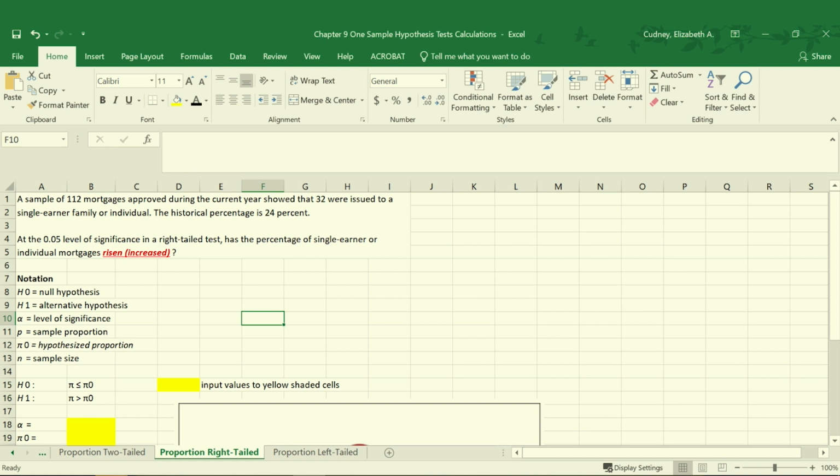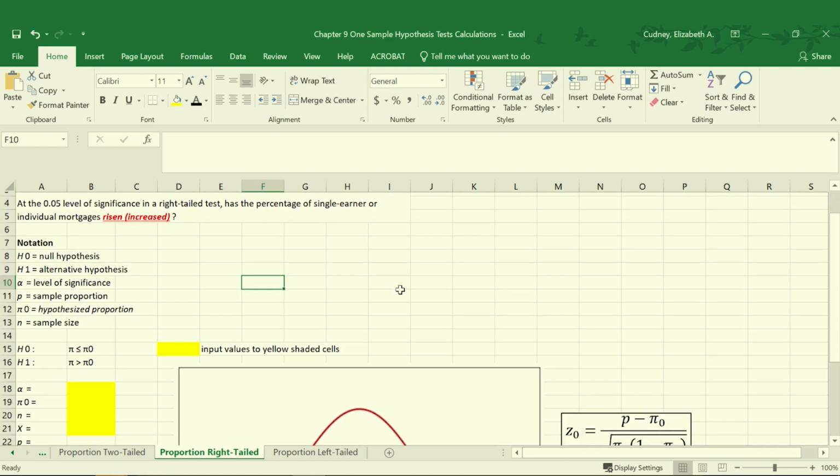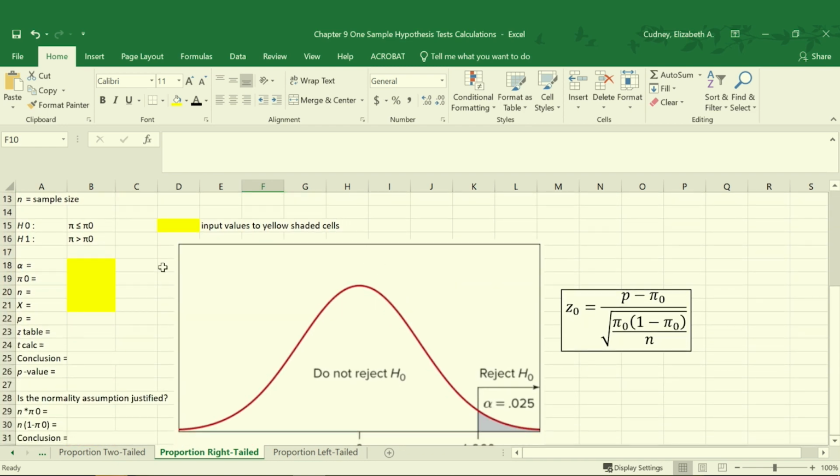So we can test then at the 0.05 level of significance in a right-tailed test to see if the percentage of single earner or individual mortgages has risen or increased. So we know it's a right-tailed test because we're looking to see if it's increased. Given that information, we can set our null hypothesis, which will be that pi is less than or equal to pi naught. And our alternative hypothesis then will be that pi is greater than pi naught.